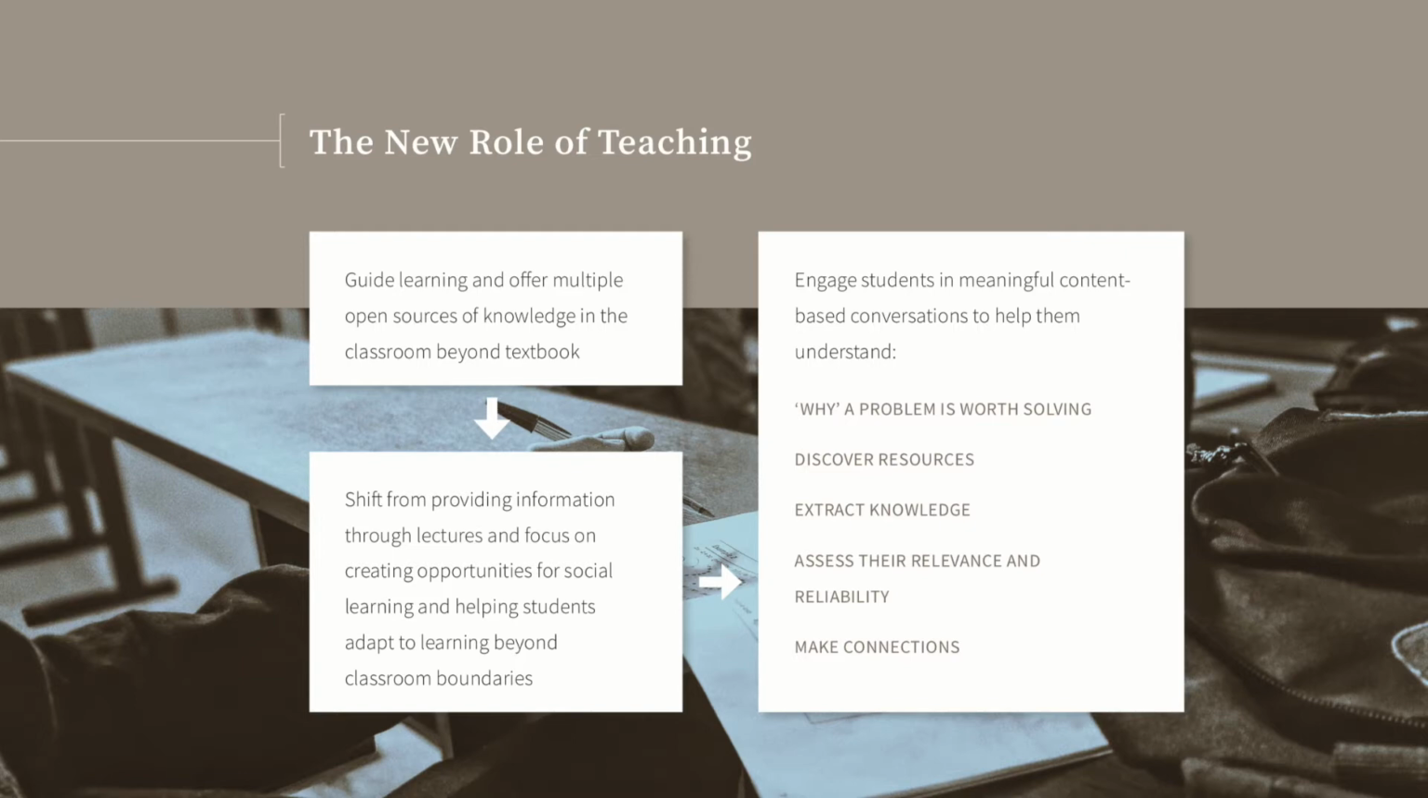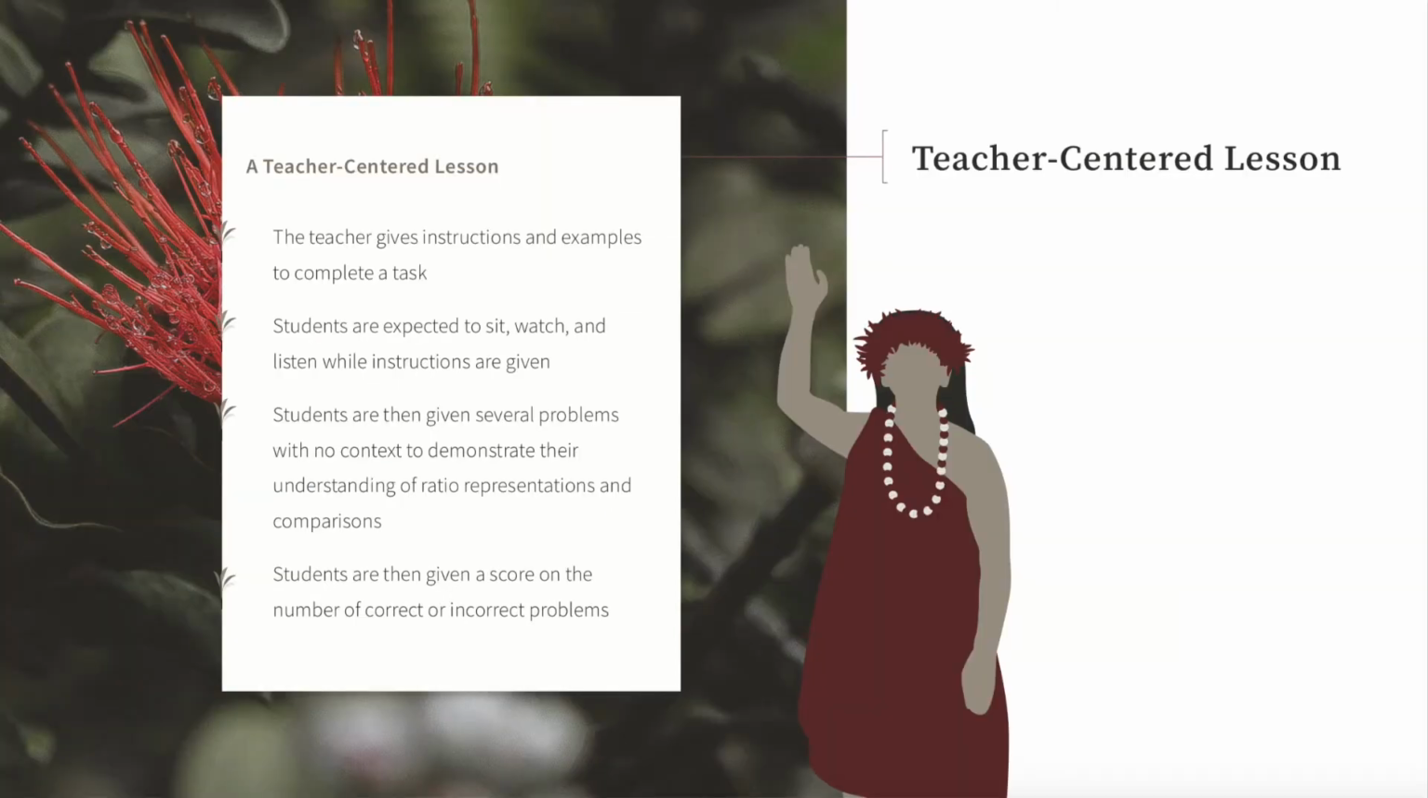Therefore, effective teachers are active in the classroom to guide learning, rather than being the sole source of information. The ASLM facilitates engagement among students in meaningful content-based conversations that help them to first understand why a problem is worth solving and then discover resources, extract knowledge, assess their relevance and reliability, and make connections. This NKH 2.0 training on the authentic social learning model will help you to shift your instruction focus from teacher-centered instruction to student-centered instruction. Here is an example of a teacher-centered lesson on ratios.